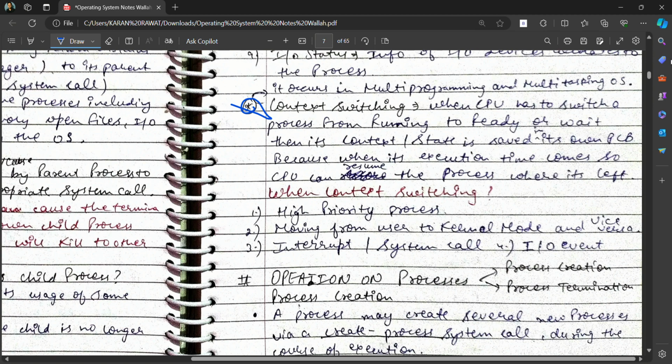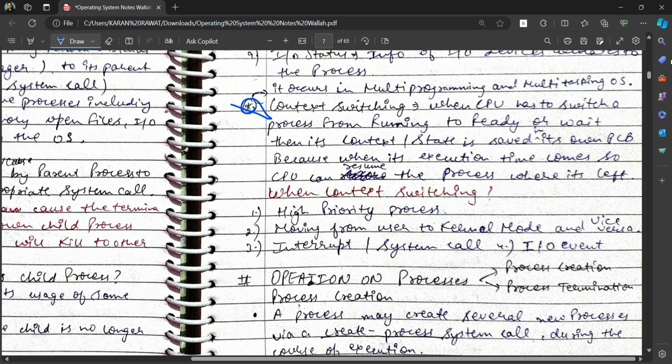When a CPU has to switch a process from running to ready or wait, its context, or we can say its state, is saved in its own PCB. Context is also known as state. It is saved in the PCB because when its execution time comes, the CPU resumes the process where it left off.